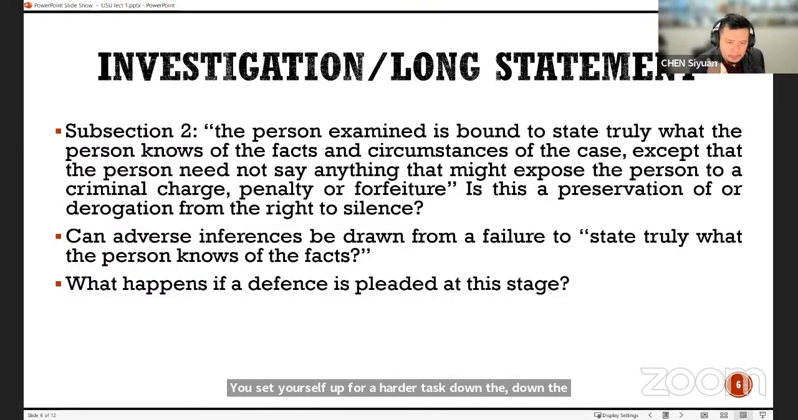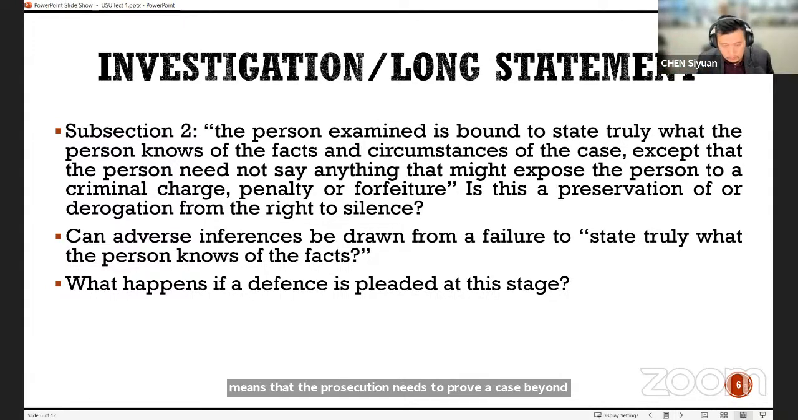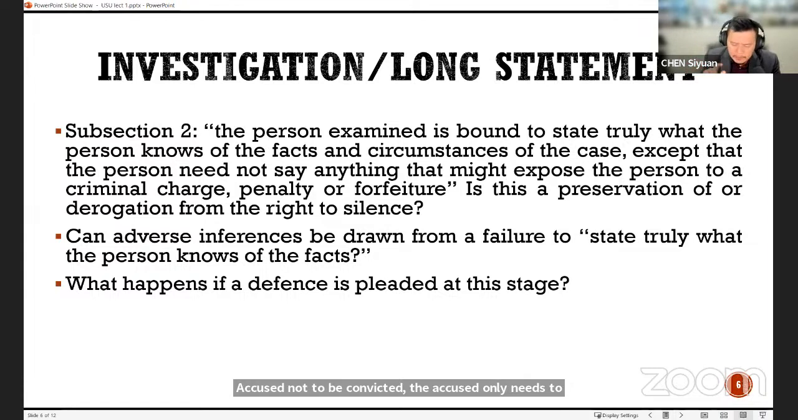So I had mentioned that presumption of innocence means that the prosecution needs to prove a case beyond a reasonable doubt, which also means that for an accused not to be convicted, the accused only needs to raise a reasonable doubt. So no one really knows what reasonable doubt means in mathematical terms. In our common law system in Singapore, there are really only two standards of proof.